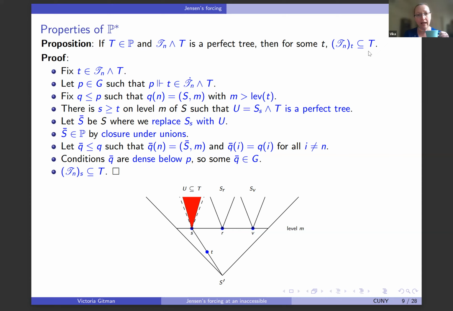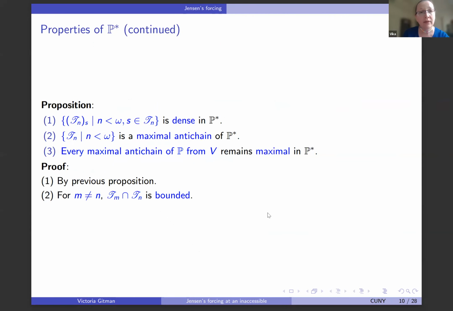This is basically every argument about Jensen's forcing: it is a construction of this kind. All of them, essentially. You just pick a level and you thin out either the tree above one node on that level, or you thin out all of them. Okay, so now I can use the proposition that we just proved to prove one of the key properties that I want of this larger forcing.